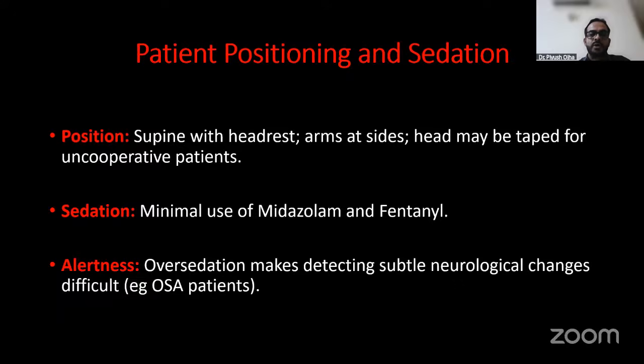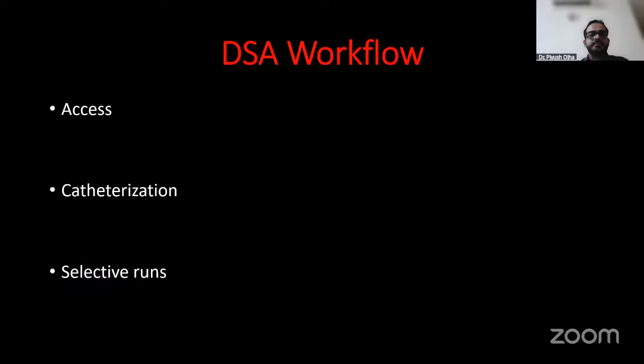Usually, for a cooperative patient, sedation is not used, and it is only done under local anesthesia, but you can use midazolam or a low dose of fentanyl. But make sure that you do not oversedate the patient, because that can prevent you from diagnosing certain neurological diseases, especially if the patient has obstructive sleep apnea and is snoring. The patient might not be helping you with taking good, proper images.